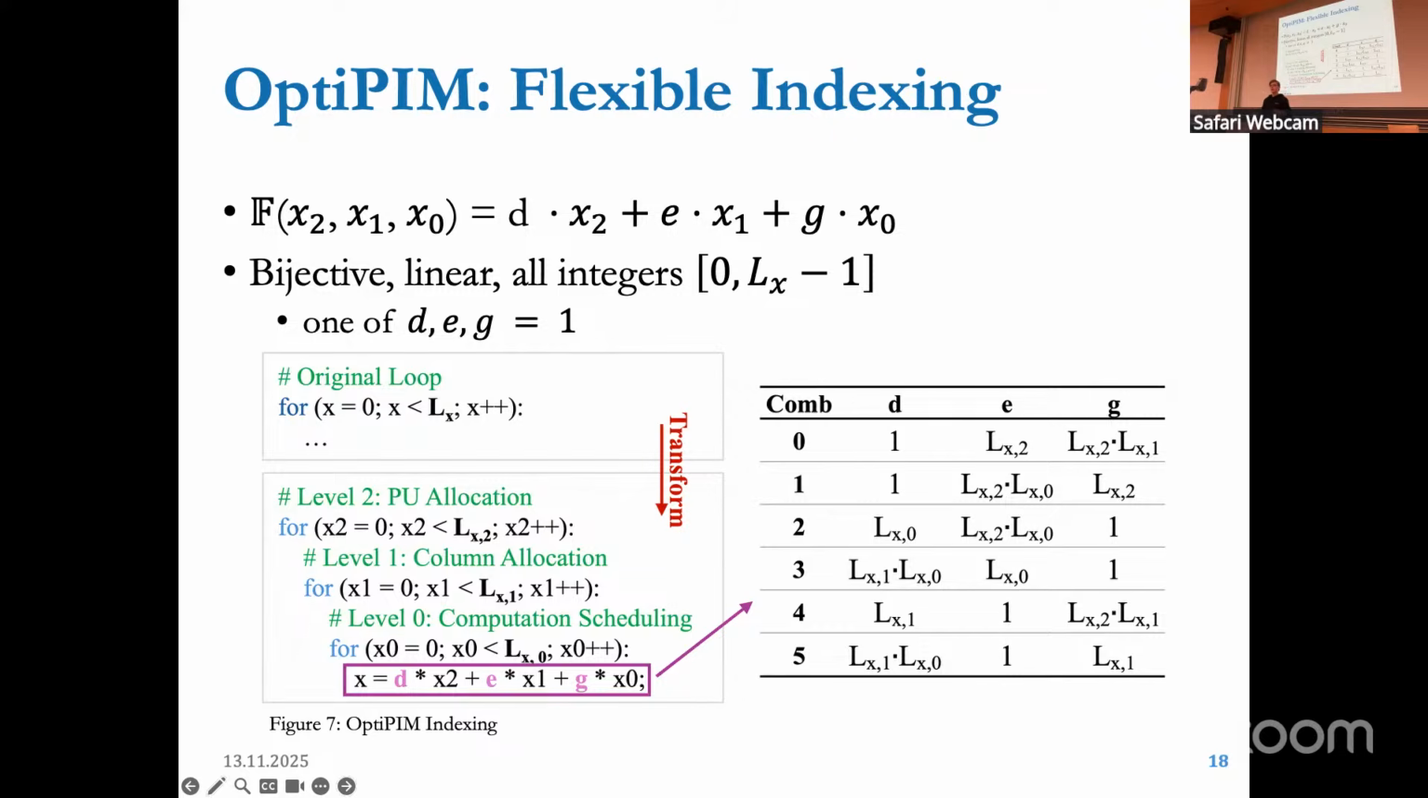And also in the other direction, every index only appears once in our function, because we don't want a computation to appear twice. So our function needs to be bijective, linear, and mapped to all integers from 0 to lx minus 1. And actually, if you look at this, these are all the possible combinations that you can have. At least one of them always has to be 1, because if the smallest one were 2, for example, then we could never reach the index 1, because we're only adding the linear combinations of them. So we need at least one of them to be 1.